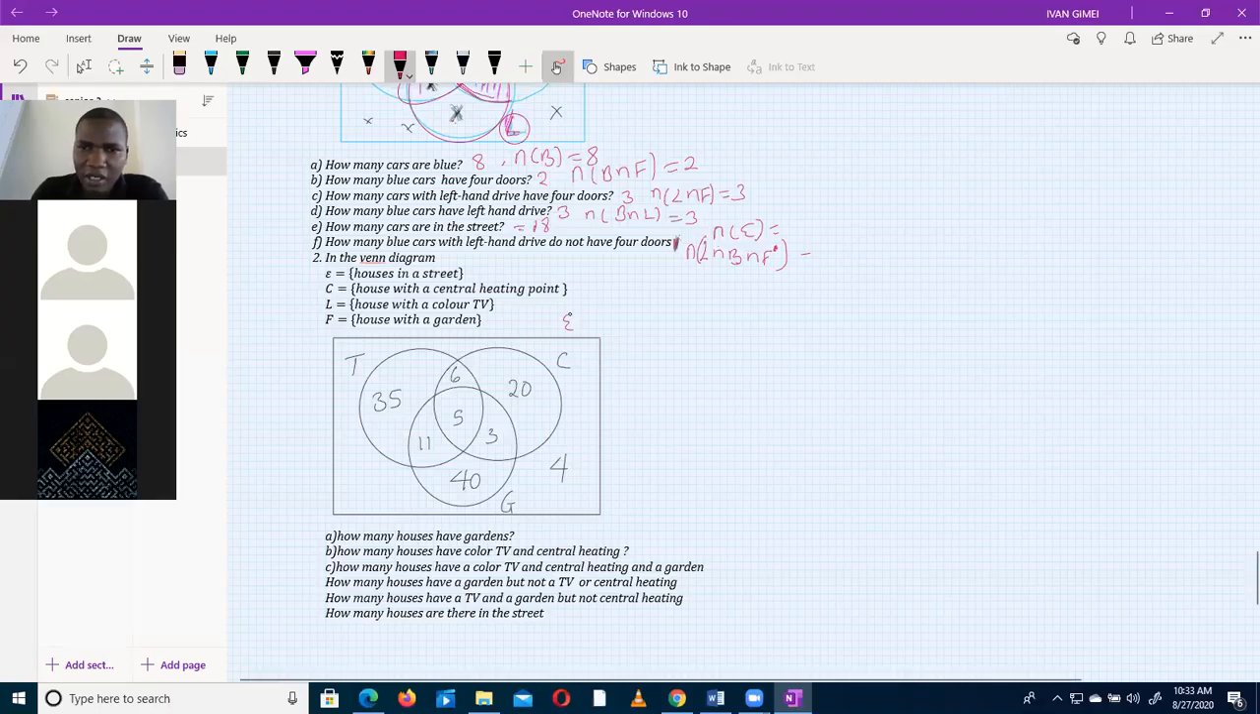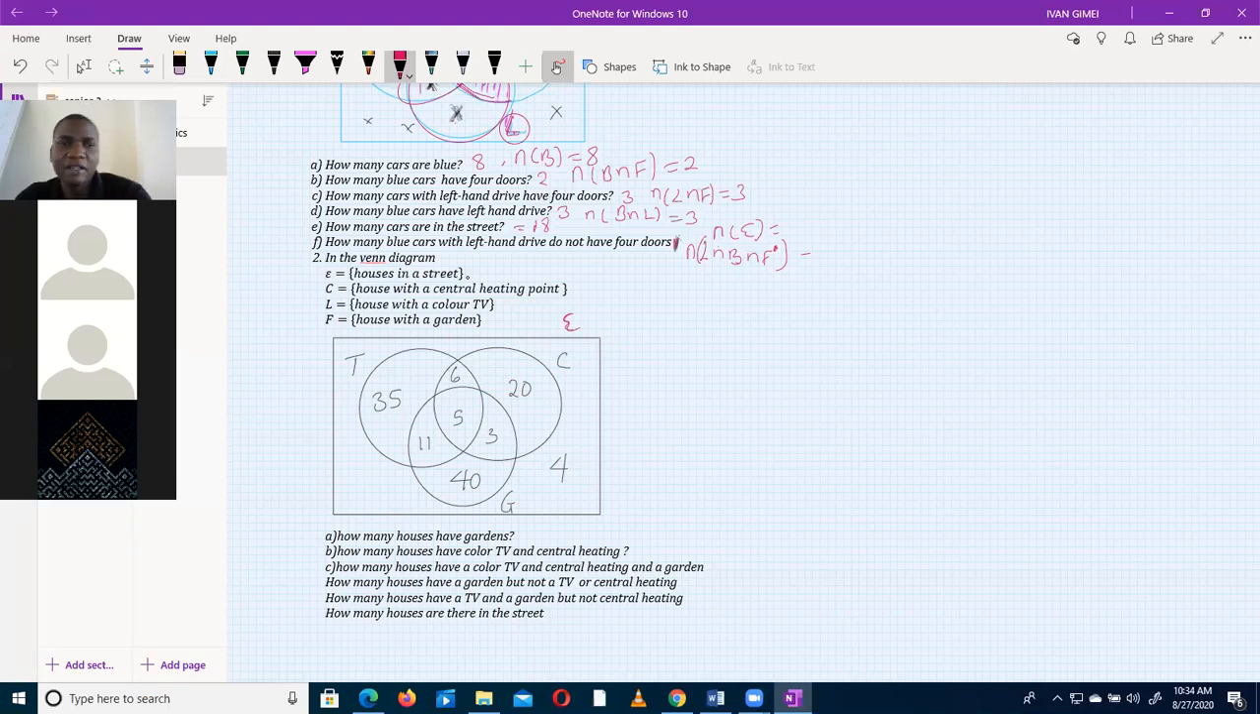This is our universal set. So the universal set is representing the number of houses in the street. C is representing houses with a central heating point. You know, we have those houses, most of those in winter conditions, they have heating points in them. Then L is houses with a color TV. Then F, houses with a garden. That's what those symbols are defining.